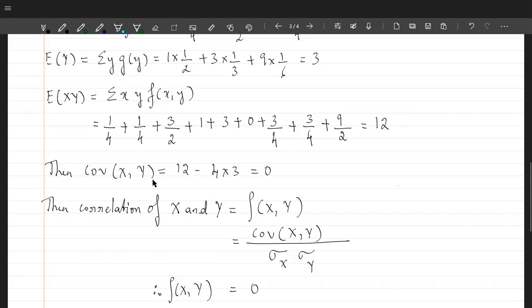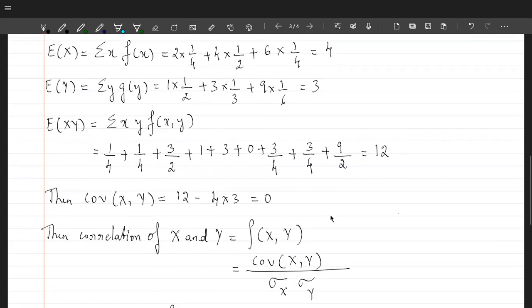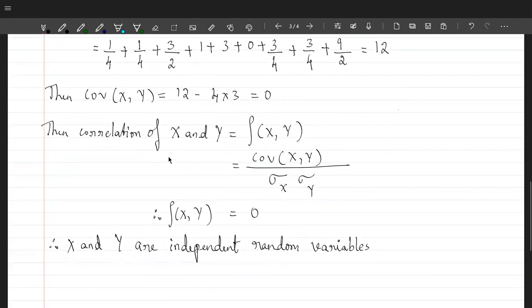Then covariance of x comma y will be equal to E of xy. E of xy here is 12 minus E of x into E of y. That is 4 into 3. So 12 minus 12, that's equal to 0. Then you have correlation of x and y, that's equal to rho of x comma y, which is equal to covariance of x comma y divided by sigma x into sigma y. You don't really have to calculate the values of sigma x and sigma y here because the value of covariance is already equal to 0. So covariance is 0. Now we can even say the conclusion that x and y are independent random variables.